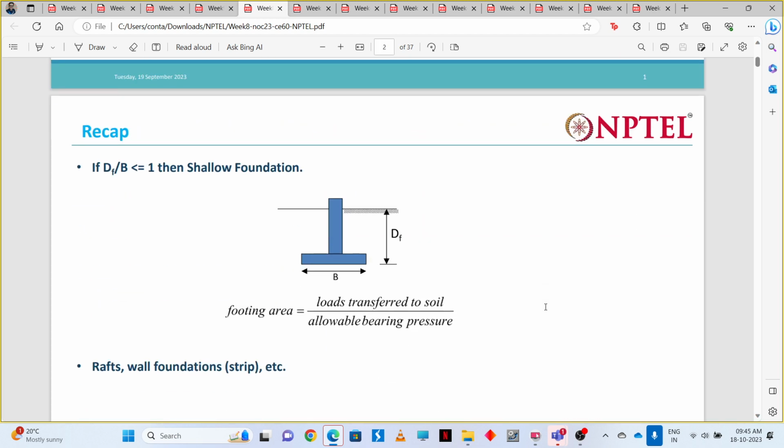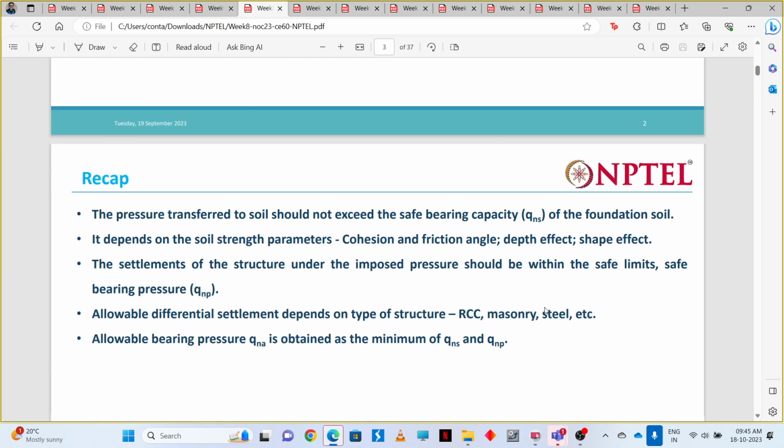Okay, so in the eighth week we started our discussion on foundations: how to calculate the bearing capacity of foundations, what is bearing pressure, what is bearing capacity, all those things we covered.